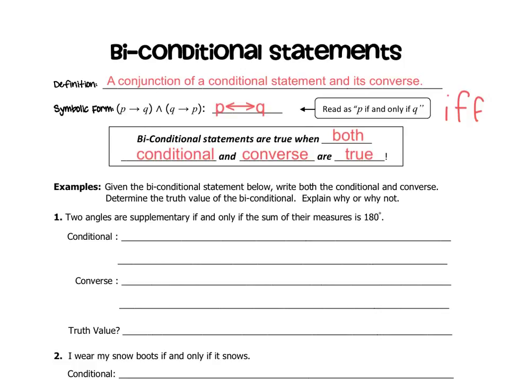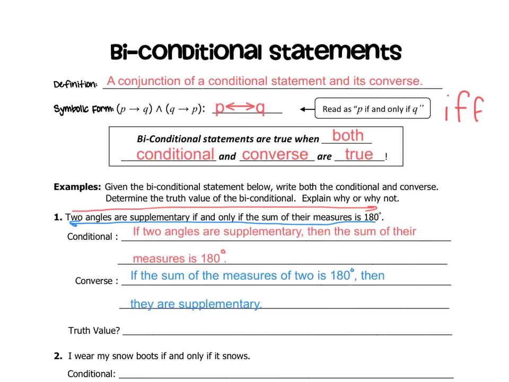Two angles are supplementary if and only if the sum of their measures is 180 degrees. We want to first take the information and run it in this direction, and then we'll take the information and run it in that direction. What I mean by that is we're going to create the conditional going from left to right, and then we'll make its converse going from right to left.